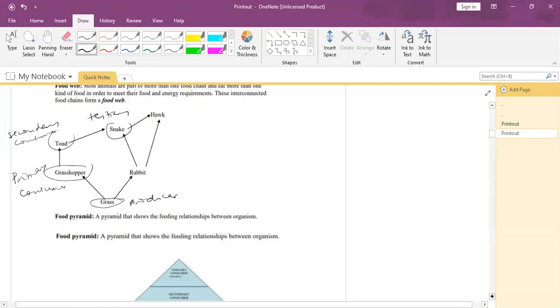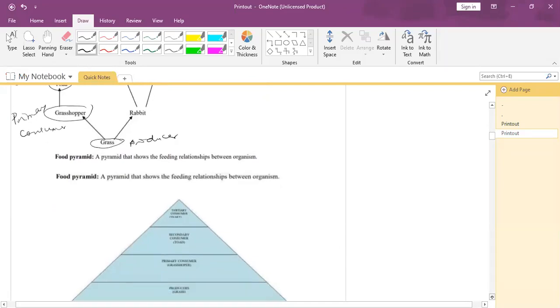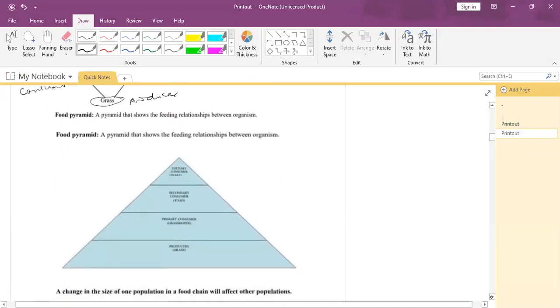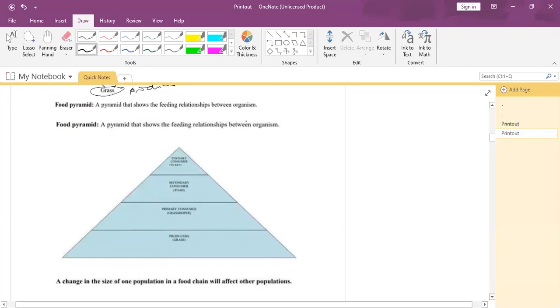Then you also have the food pyramid. The food pyramid looks like a pyramid, right? It's a pyramid that shows the feeding relationship between organisms, like we have here. Let's begin with the producers. The producers always form the base. So these are the producers. They form the base. We have grass as an example here.